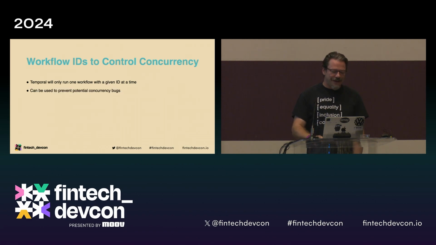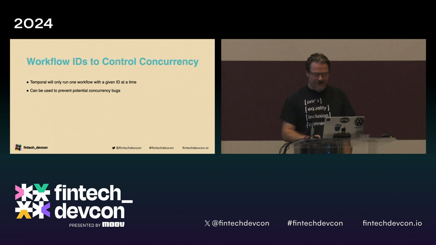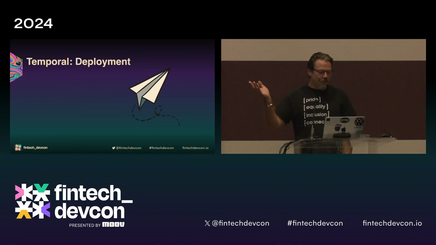That can be used to prevent potential concurrency bugs. It doesn't solve all your potential concurrency bugs, but it does eliminate some classes of them. So we use model IDs and those workflow IDs to prevent those concurrent model changes. And that brings us to the deployment of Temporal.